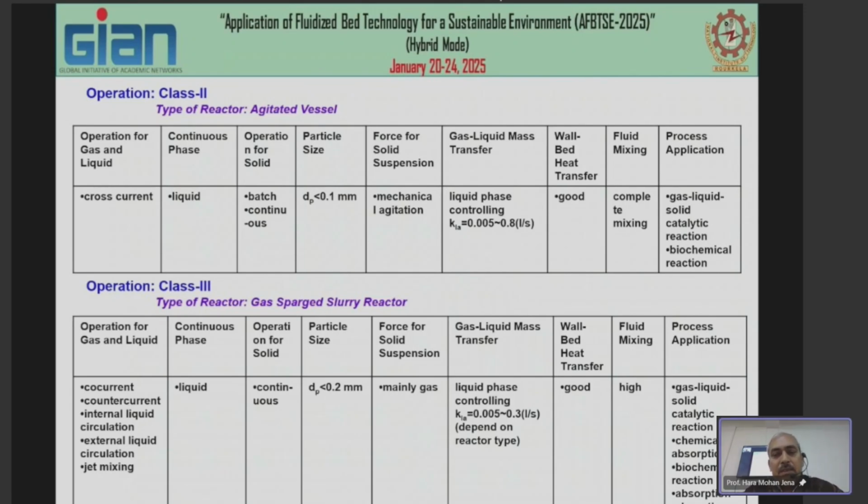Gas liquid mass transfer, liquid phase controlling, KLA value 0.005 to 0.3. Wall to bed heat transfer is good. Fluid mixing is very high. Process applications: gas liquid solid catalytic reaction, chemical absorption, biochemical reaction, absorption, adsorption, processing.